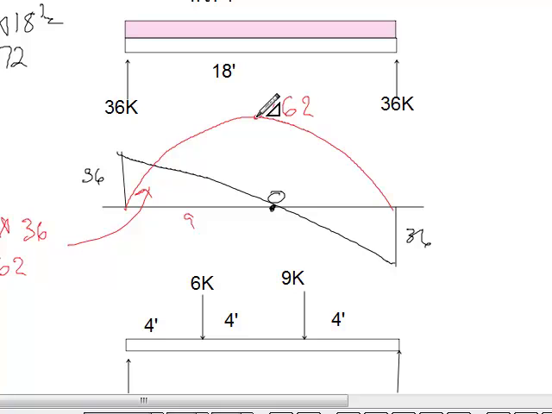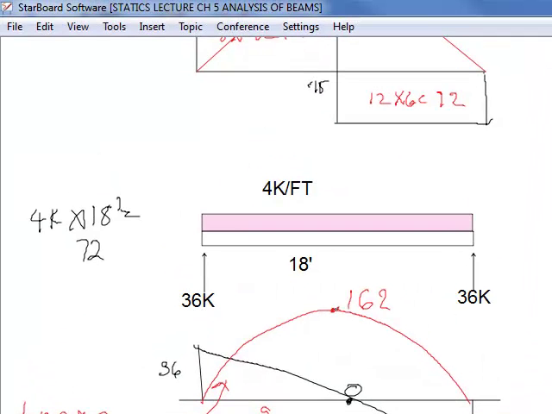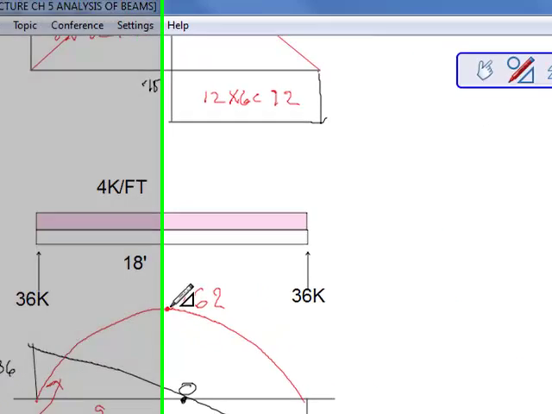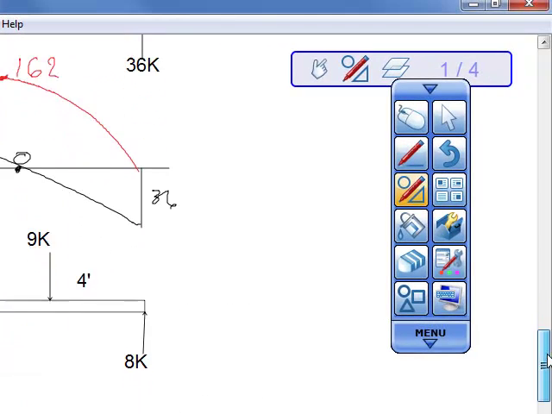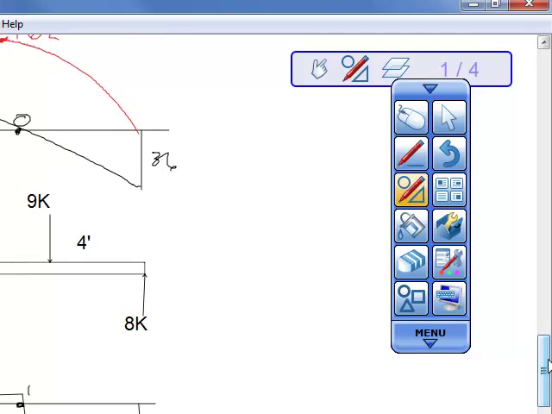So that's what your moment diagram looks like for a simple uniformly distributed load. So that point there equals the area of that. That's how you get to the maximum moment. For this one, find out where that is.